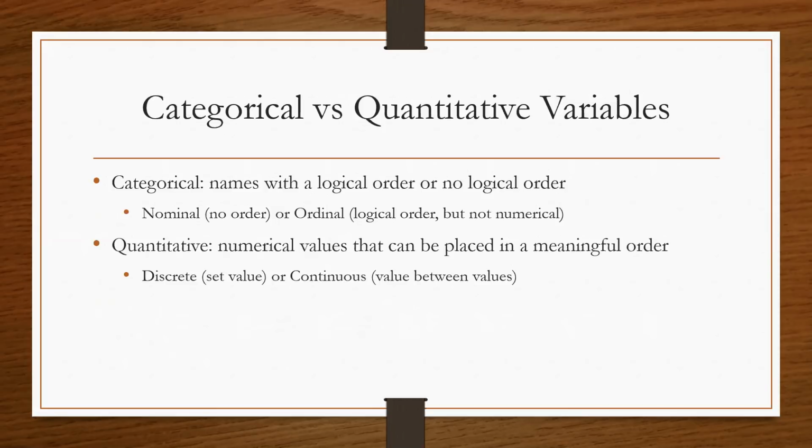Then you've also got quantitative variables, which are numerical values that are placed in some kind of meaningful order, generally smallest to largest. So you've got discrete, which is a set value.